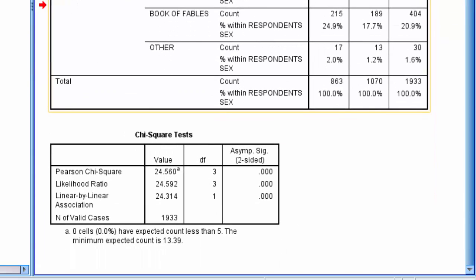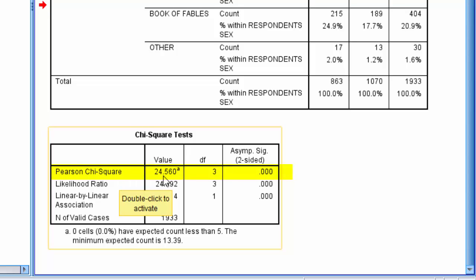However, we don't know if we can reject or accept the null hypothesis until we look at this final table here, the chi-square test. The only thing we're going to be interested in interpreting the chi-square is the top row, Pearson chi-square. We see that we have a chi-square value of 24.560 with 3 degrees of freedom.